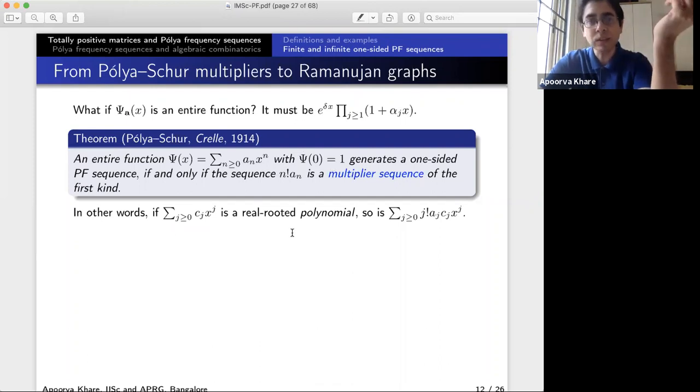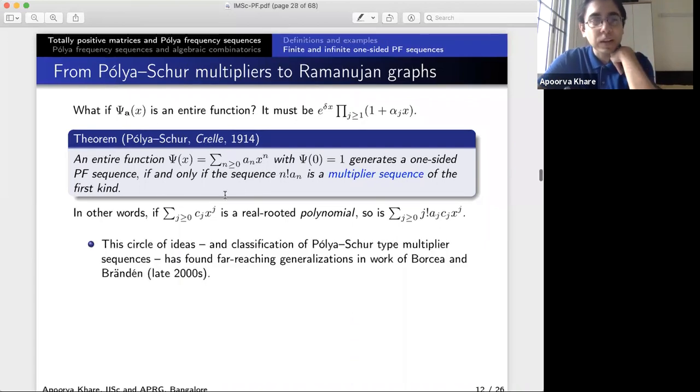What is a multiplier sequence? It is precisely a sequence which, when entry-wise multiplied, like the Schur product that I like to work with, preserves real rootedness. So if this is a real rooted polynomial, then so is the sum of j factorial a_j times c_j times x to the j, from this sequence. Okay? And this is if and only if. And this theorem is a beautiful theorem with a really beautiful proof as well. And this circle of ideas of understanding multiplier sequences in one dimension, in multiple dimensions, has found a lot of deep generalizations in very recent work.